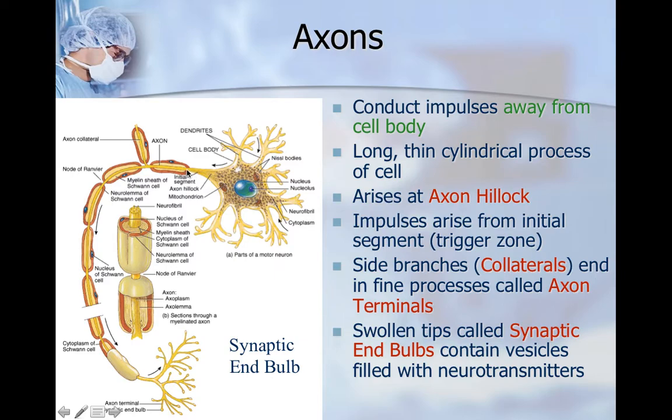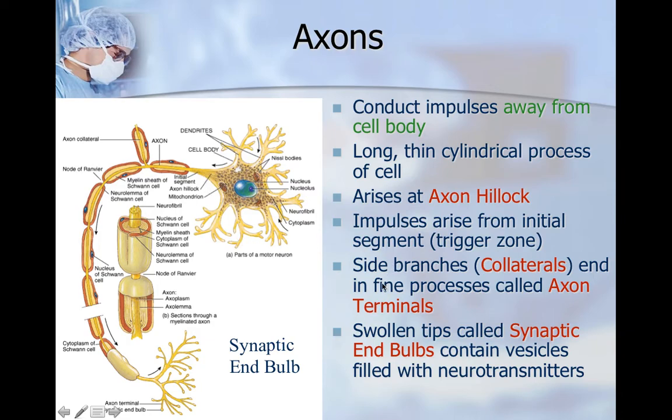some neurons can have a couple of axons. Most of them just have one. What it is, it's a long, thin, cylindrical process of the cell. It arises from an axon hillock, and the impulses arise from the initial segment, which is the trigger zone. All right, the trigger zone is right around here near the axon hillock.